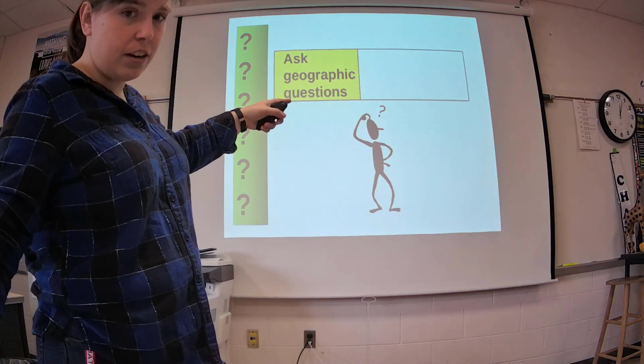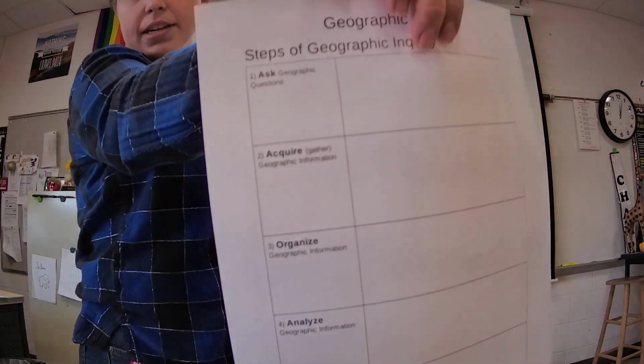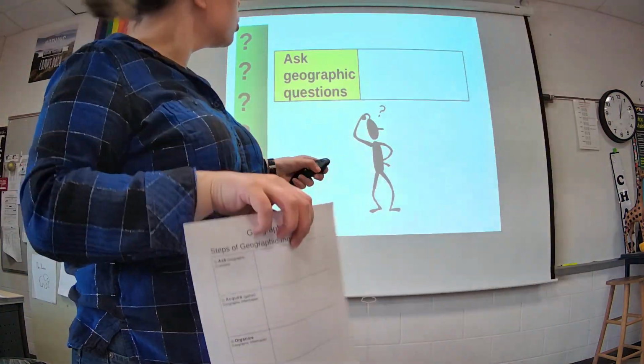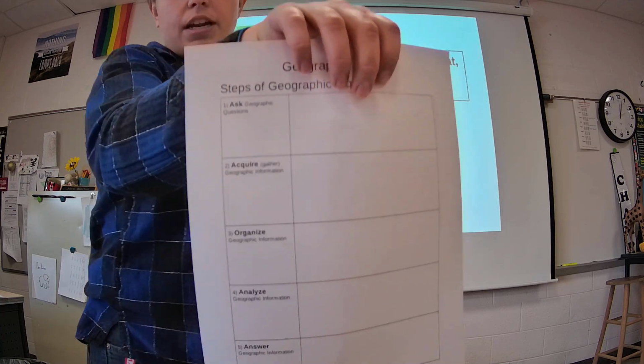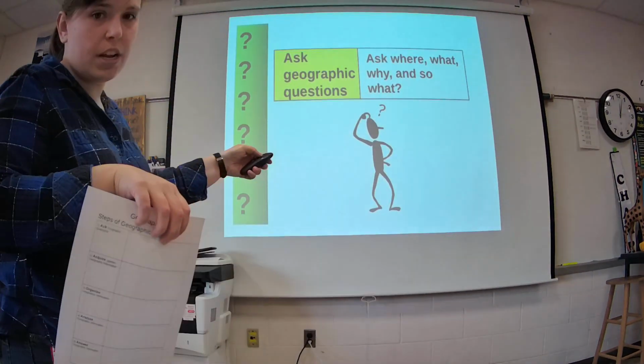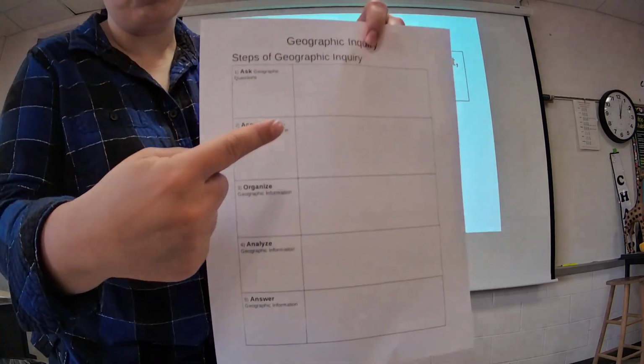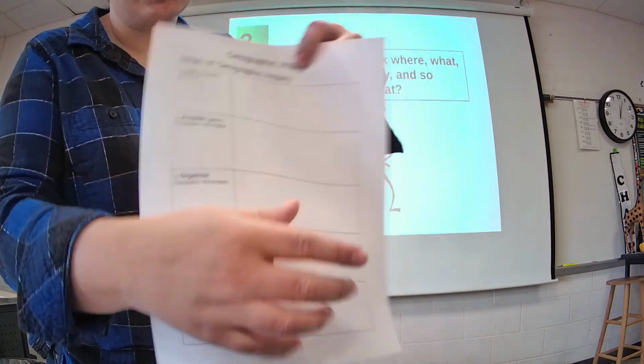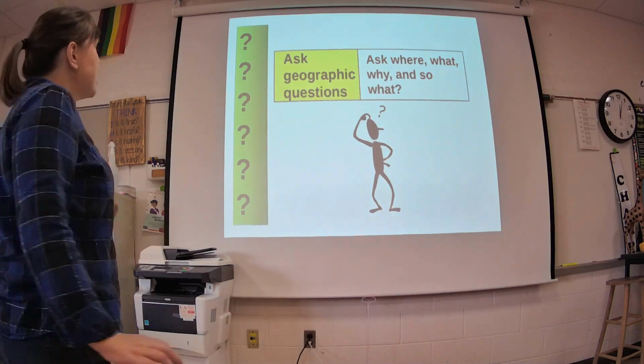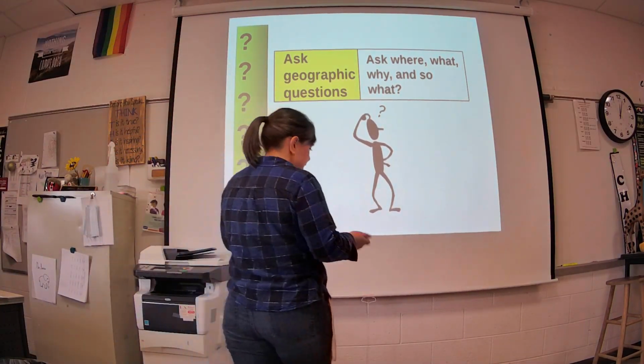And you'll notice here happens to be the first box of your worksheet. So if we click over here, now what you're going to do is this information that I have up on my board right here, you're going to fill out right here, okay? So asking a geographic question. So this is asking questions.